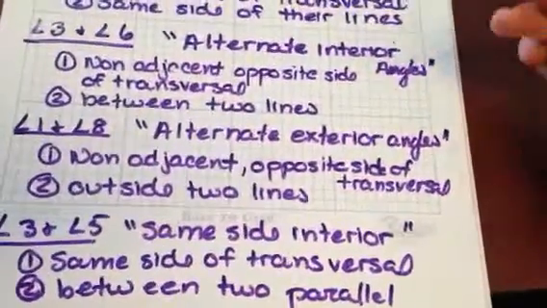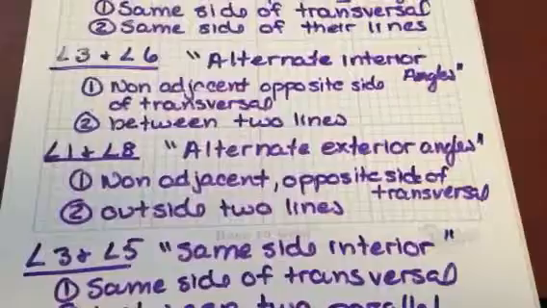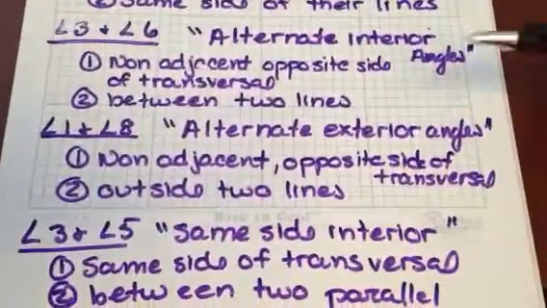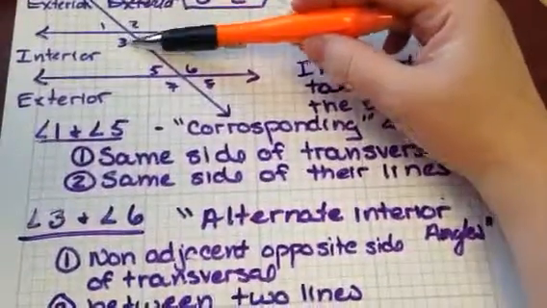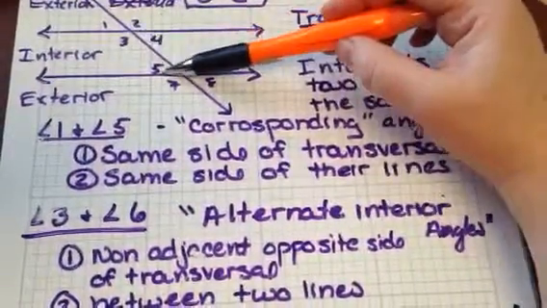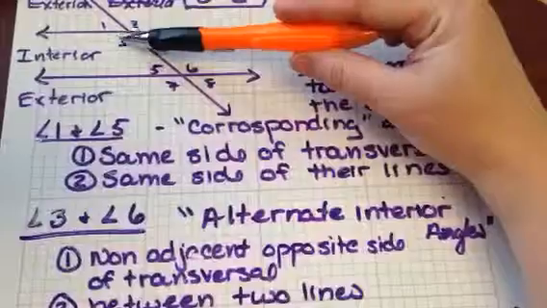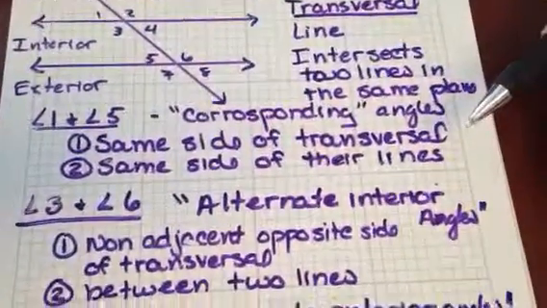Now 3 and 5, these are called same side interior angles, and that is because they're on the same side of the transversal. So if I come back up here, 3 and 5, they're on the same side of the transversal. They are interior because they are inside the two parallel lines.